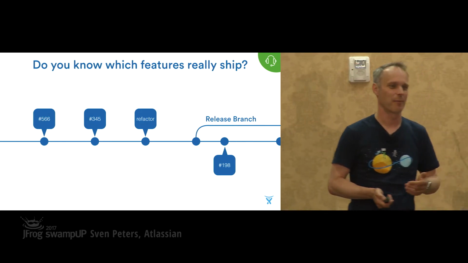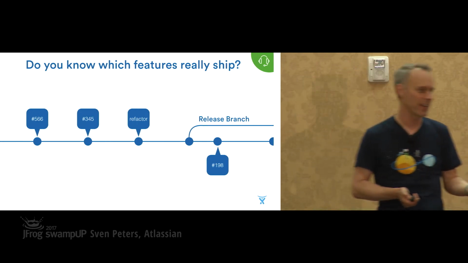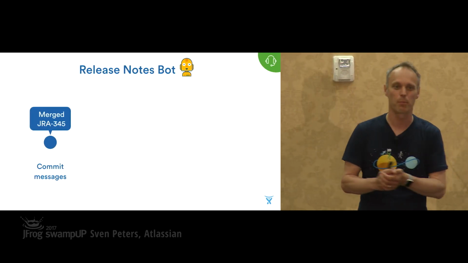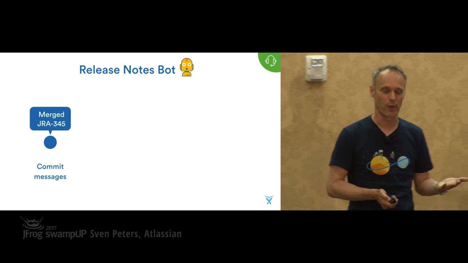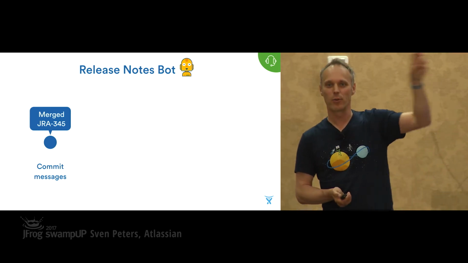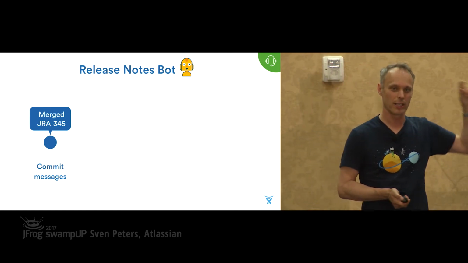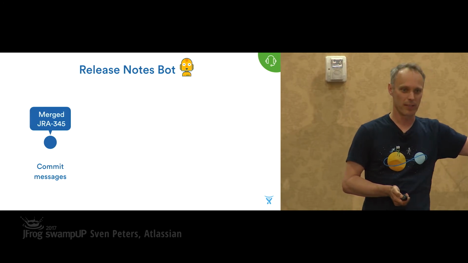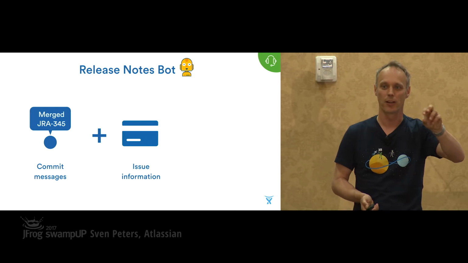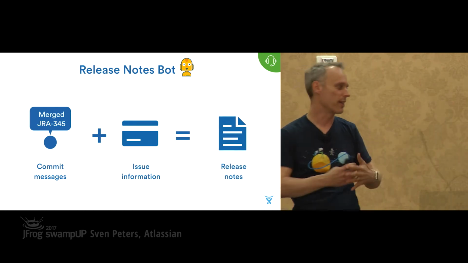But a lot of companies are actually not doing that. They use a release bot for it, a release notes bot. So a bot that can read the commits from the last release to the current release, then get the issue information, get the issue descriptor out, and create the release notes.